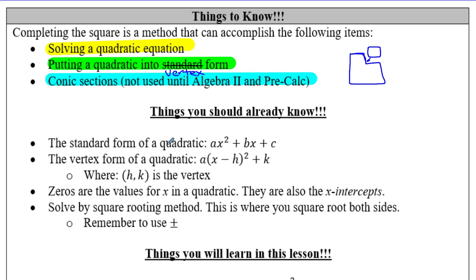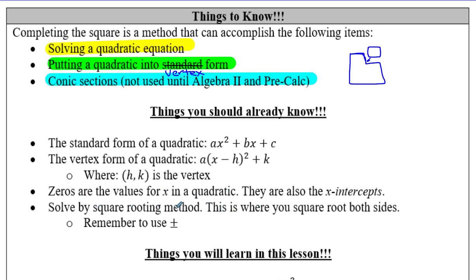These are things we should already know. We should know the standard form looks like this. Vertex form looks like this, and we know that (h, k) is our vertex. When we use the calculator, we know that the zeros are the values for x in a quadratic. These are our x-intercepts. We've also known this from the zero product rule, and we've solved by square rooting.